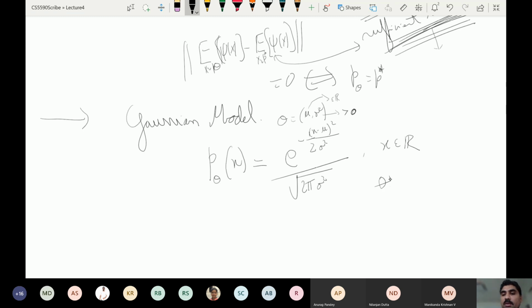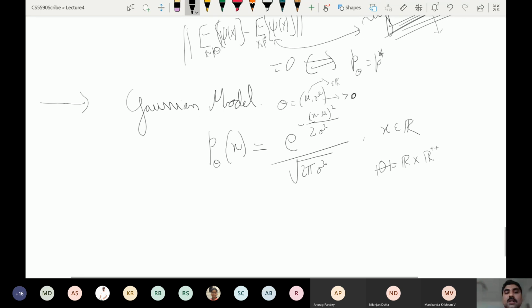So what is the set of allowed parameters? Allowed parameters is R comma R plus plus. Okay, so what are these? These are called the parameters. So this is another parameterized model.